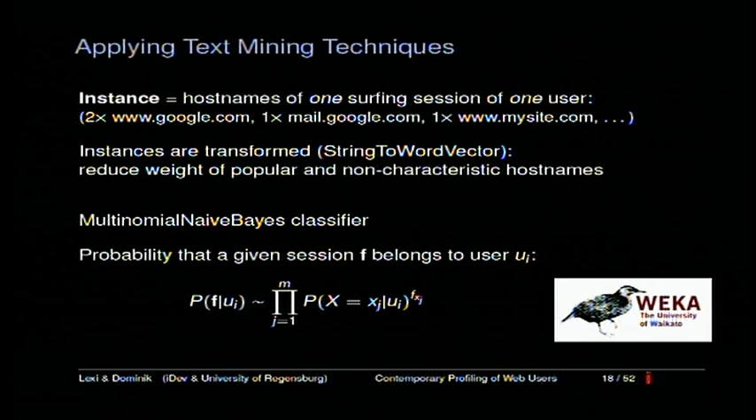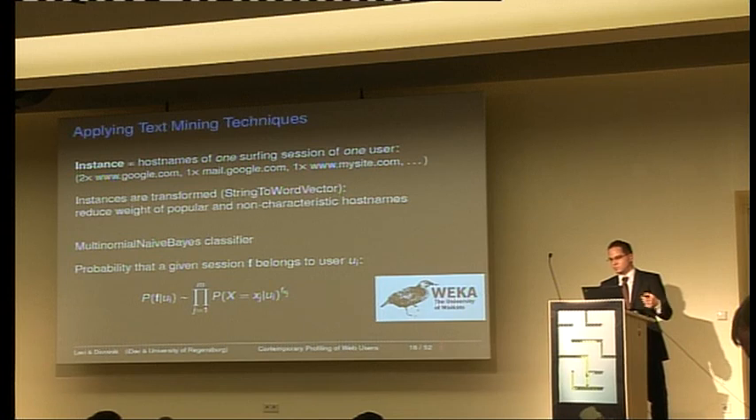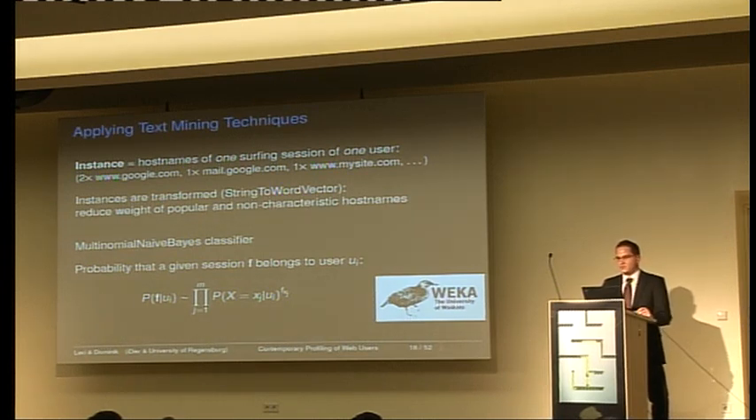Fortunately, I'm not going to talk about the intricacies of this formula here, but I just tell you that the basic idea is that the more often you observe a host in a session by a given user, the more likely it is a session that belongs to the user if the user has accessed this host in the past, which makes total sense. So if you're going daily to slashdot.com and the attacker observes you going to slashdot.com, he argues, well, that's probably the same user. Obviously, Slashdot is a very bad example.